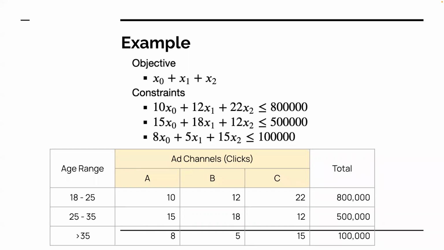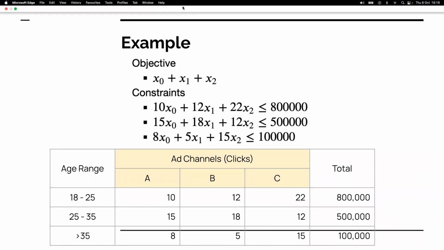So the first thing that comes to your mind is, how do you even approach this problem? We need to start thinking about what the variable is here. What are we exactly solving in this problem? If you look at the row totals, which are 800K, 500K, 100K, corresponding to age ranges of 18 to 25, 25 to 35, and greater than 35 respectively, that is a given quantity. So we can't control that. You can't change the impressions, or the opportunities where you can show your ads. So that's not a variable.